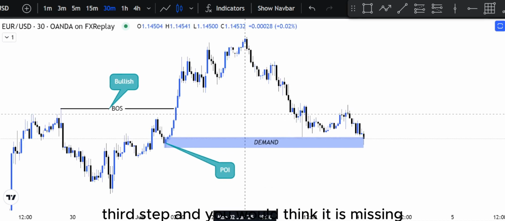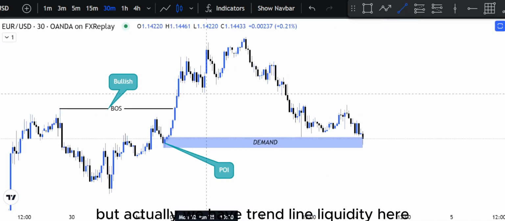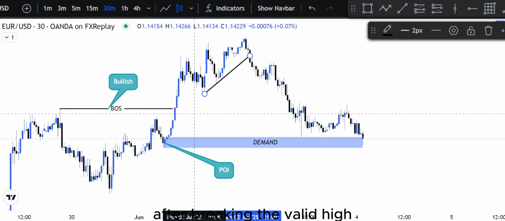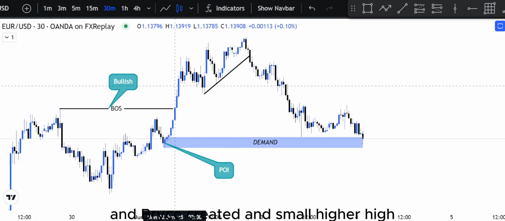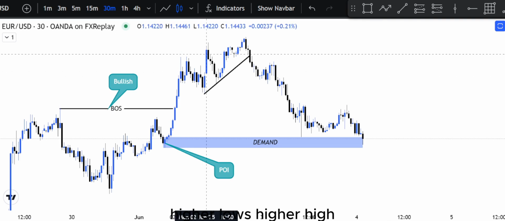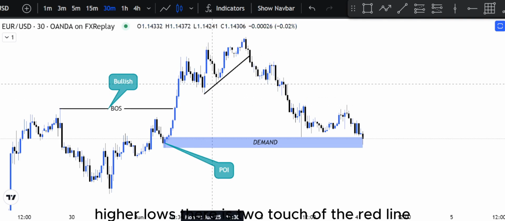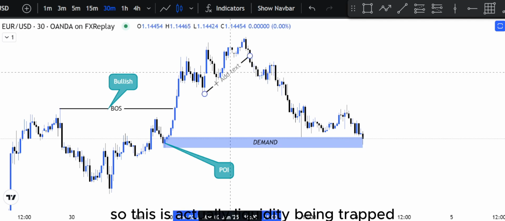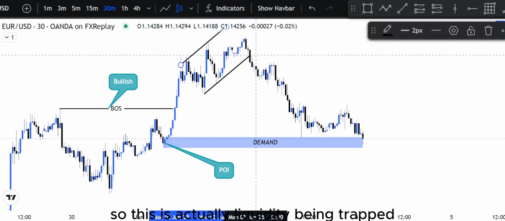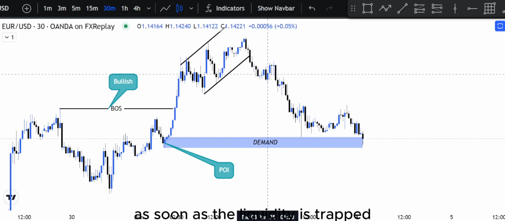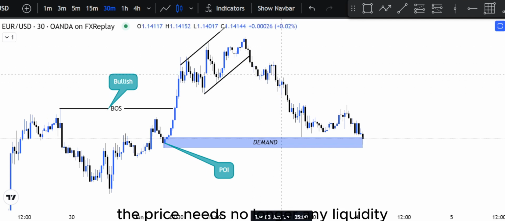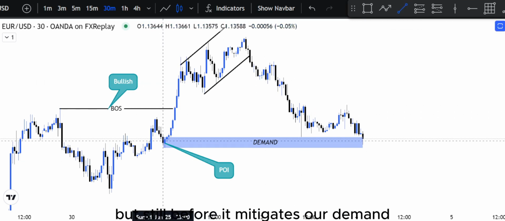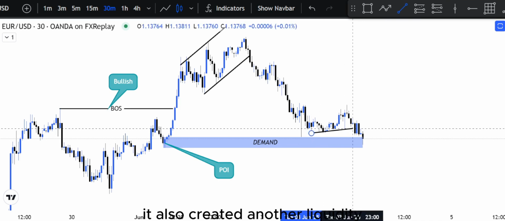Third step, you would think it is missing, but actually we have trend line liquidity here. After breaking the valid high, price created small higher high, higher lows, higher high, higher lows. There is two touch of trend line. The third touch it induced. So this is actually liquidity being grabbed. As soon as the liquidity is grabbed, the price need no longer any liquidity. But still, before it mitigates our demand, it also created another liquidity.